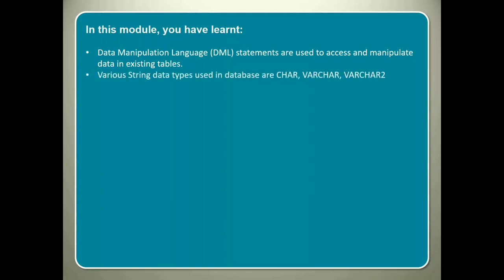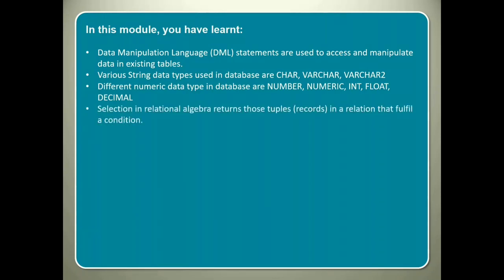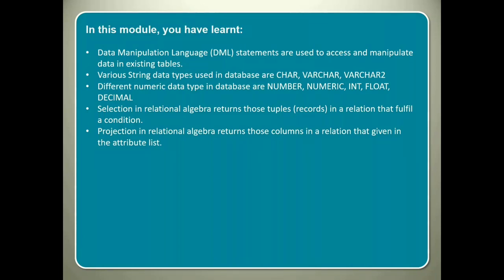Various string data types used in database are char, varchar, varchar2. Different numeric data types in database are number, numeric, int, float, decimal. Selection in relational algebra returns those tuples, records, in a relation that fulfill a condition. Projection in relational algebra returns those columns in a relation that are given in the attribute list.